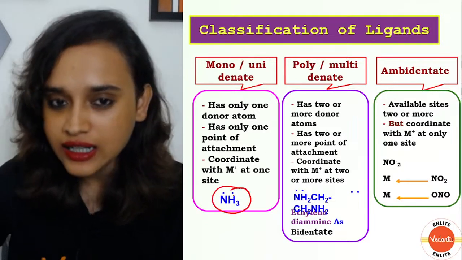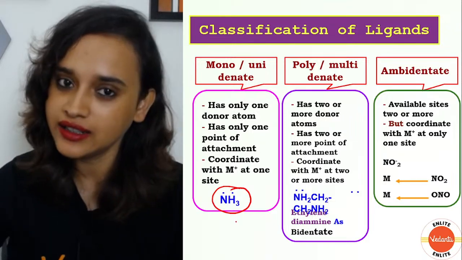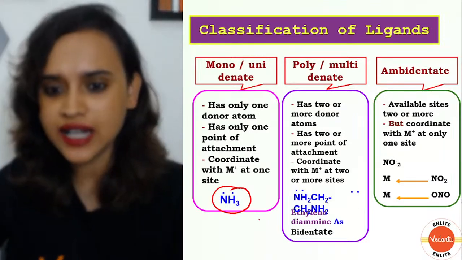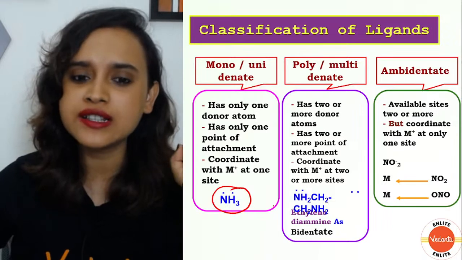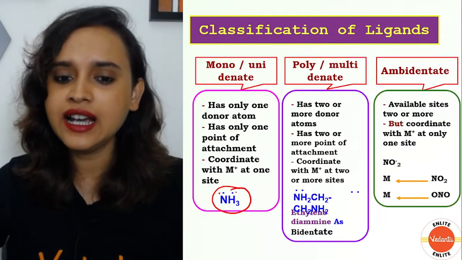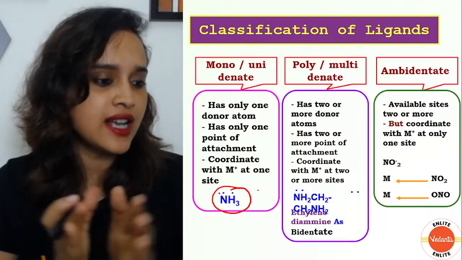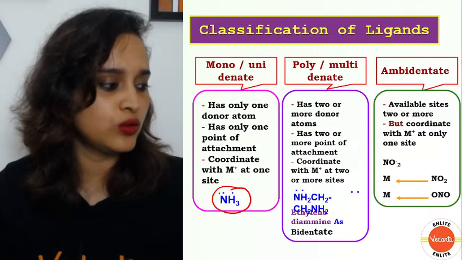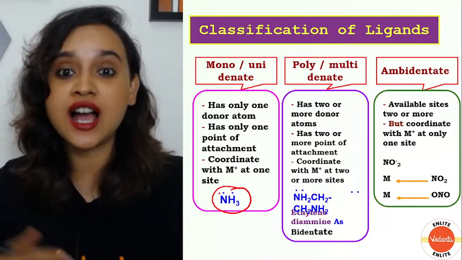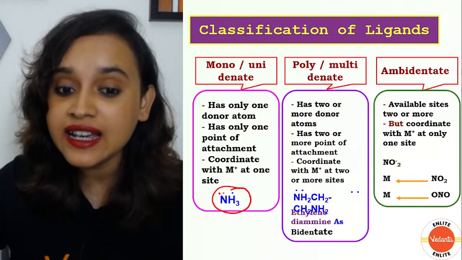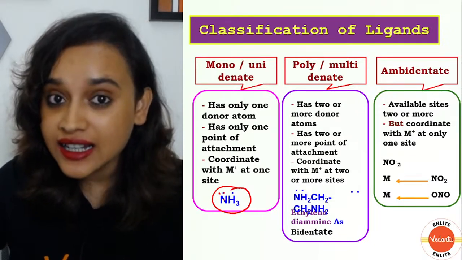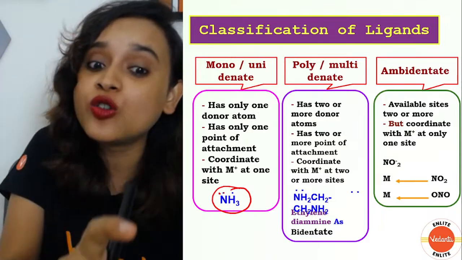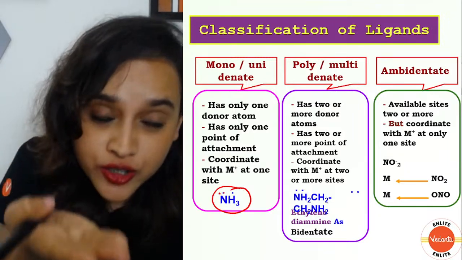Now take a look at it. Here, NH3 is your ligand. Can you tell me which one is the donor site, everybody? Any idea? Come on, guys, answer. Very good, Kaushal. Yes, it is going to be N. See, N has the electrons. So be very careful, everybody. NH3 is the ligand, but the donor site is going to be N.